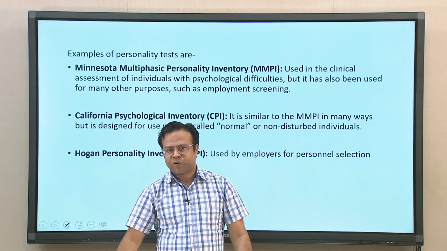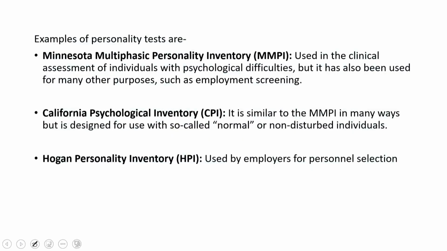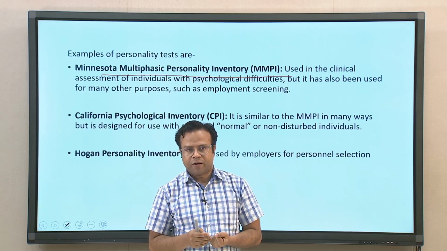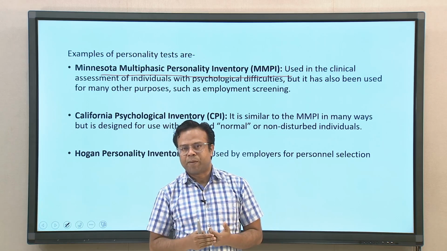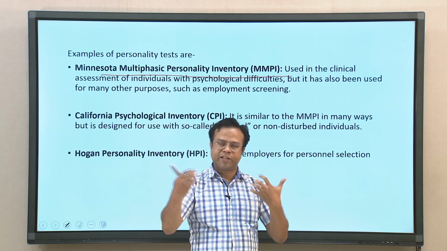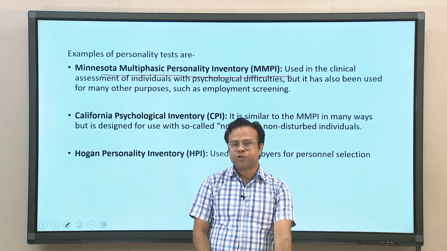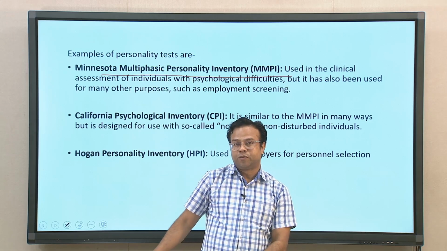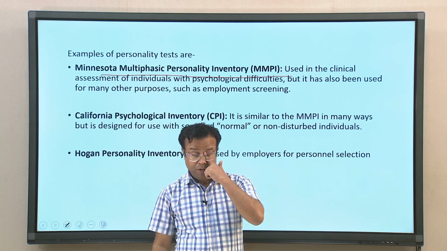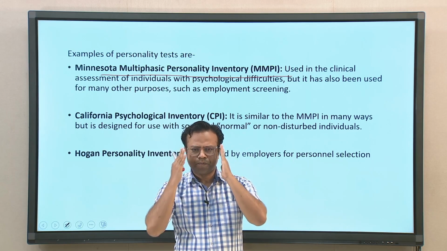Some of the examples of personality tests which are very popular and commonly known in the field: one is called MMPI, which means Minnesota Multiphasic Personality Inventory. This is a test used mostly in the clinical setup to diagnose individuals with psychological difficulties and so on. Some aspects of this test are also used for employment screening, but it is mostly used in the clinical setup, and it is one of the most rigorous tests, well known in the field of psychology as well as in different kinds of practical setups.